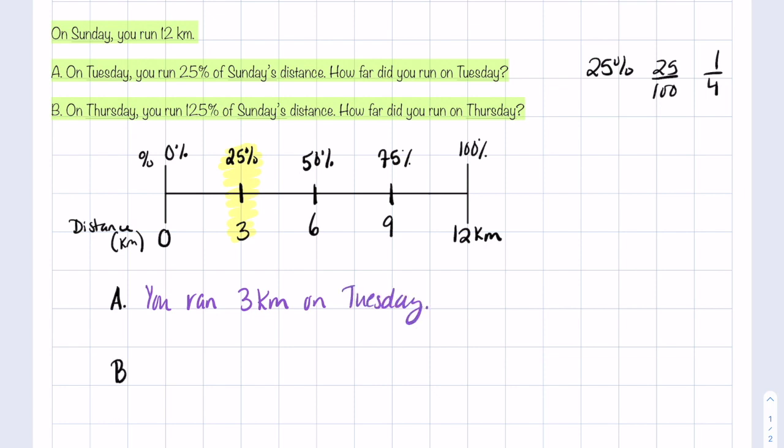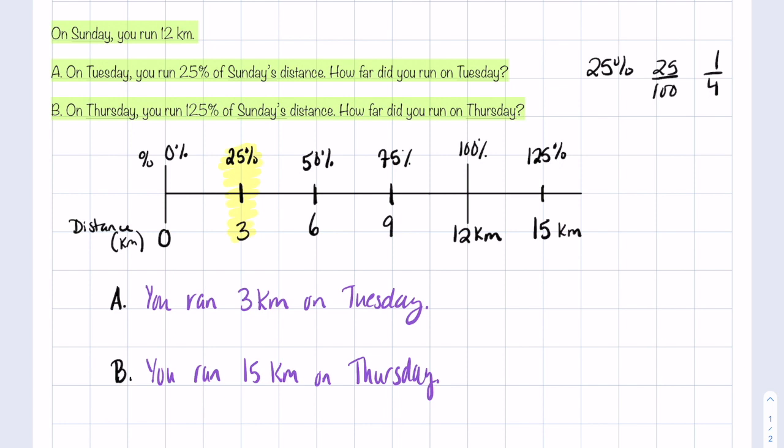And for part B, we can use the same number line to help us. It says on Thursday, we ran 125% of Sunday's distance. So sometimes on the percent rulers, you will see where it's extended past 100%, right? And if I kept my percents going, 75, 100%, the next one would be 125%. And then I could continue 3, 6, 9, 12, 15 kilometers. So we would have 15 kilometers for Thursday.